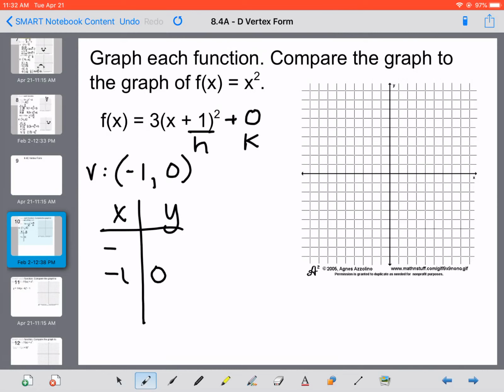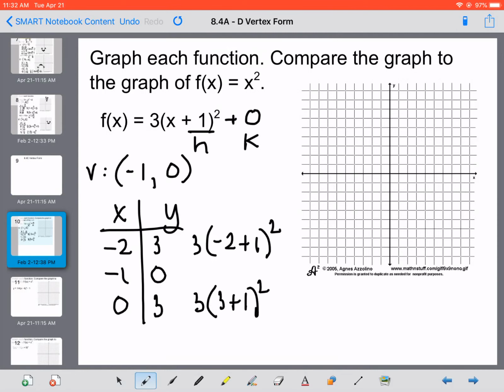1 less than -1 is -2. 1 more than -1 is 0. And when we plug that in, we're going to have 3 times -2 plus 1 squared. And that's going to give us 3. And then we know because it's a mirror image, the other side is also going to be 3. If you want to calculate it and check it yourself, just plug 0 in, sorry. And you will notice that you get 3.